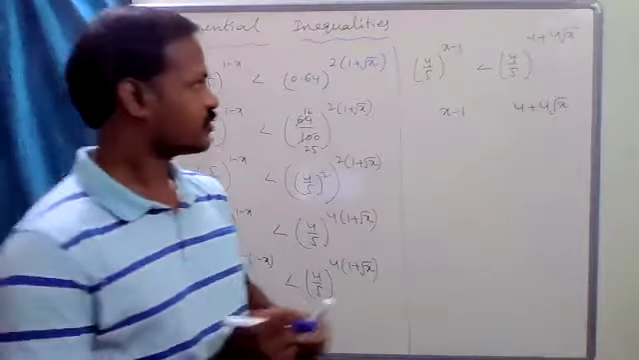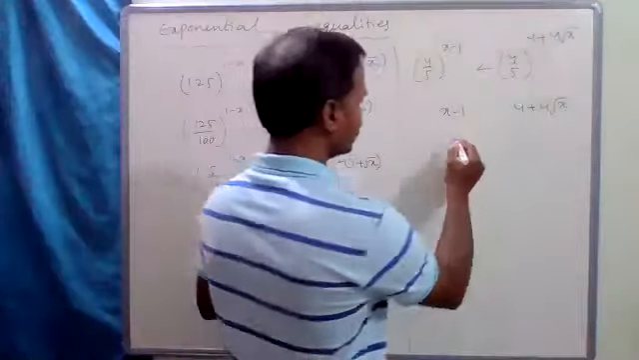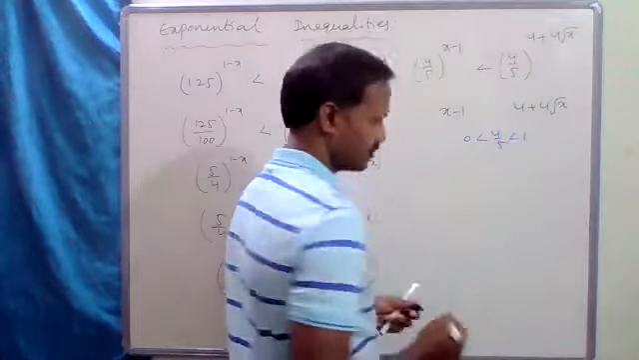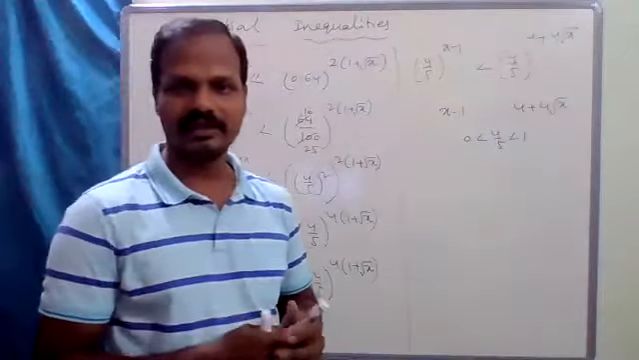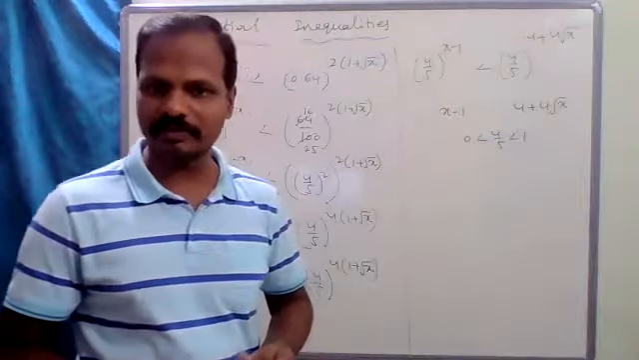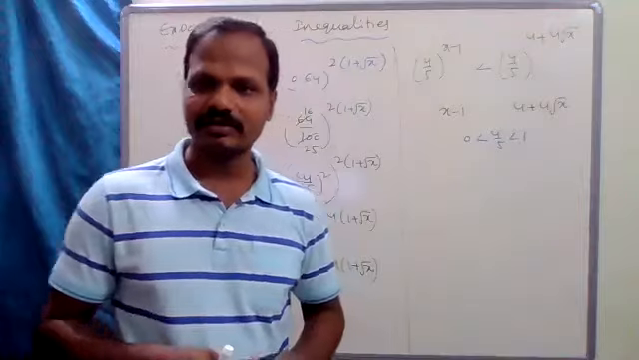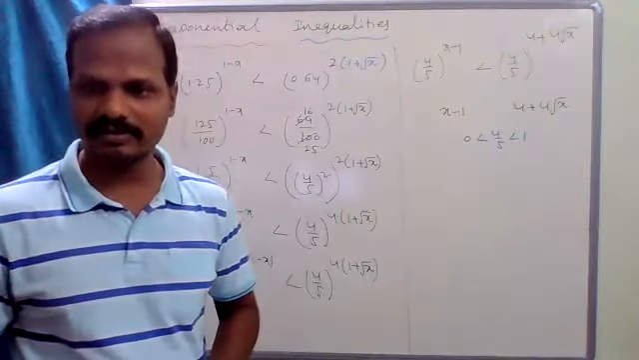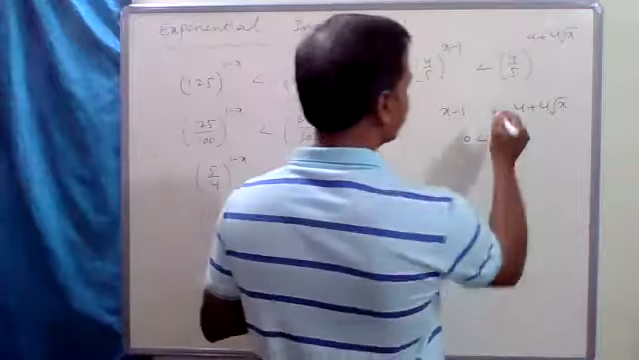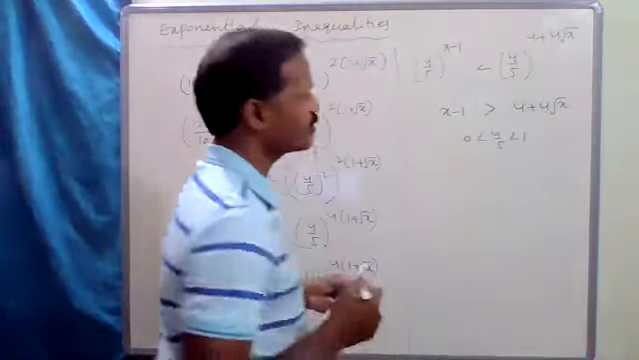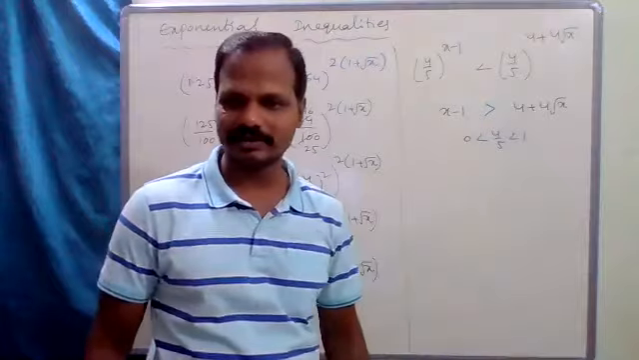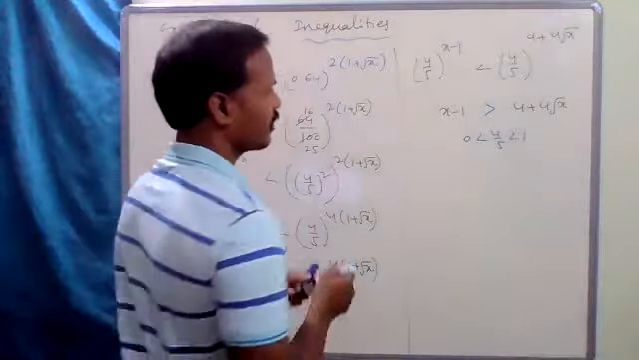This 4 by 5 is between 0 and 1, 0 less than 4 by 5 less than 1. If A lies between 0 and 1, the opposite sign will come. If A is greater than 1, then the same sign will follow. Samata, clear? That's why you have to use greater than here: x minus 1 greater than 4 plus 4 root x.